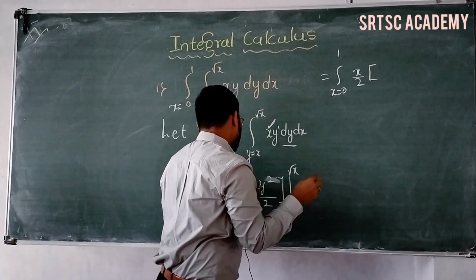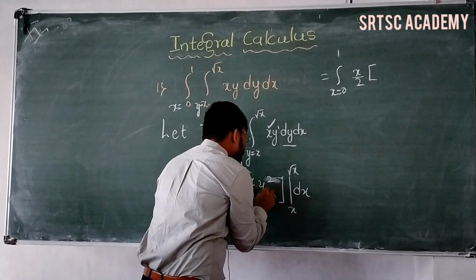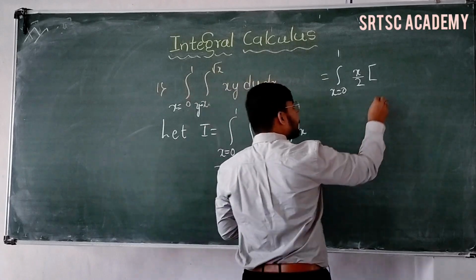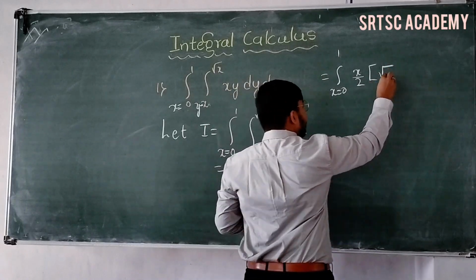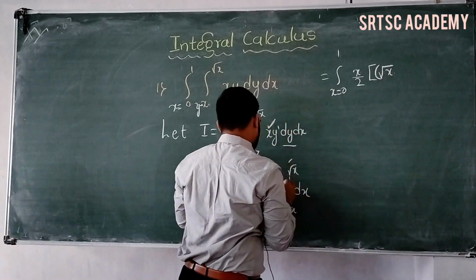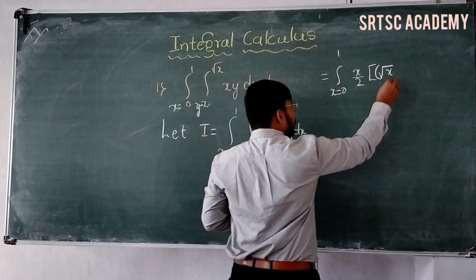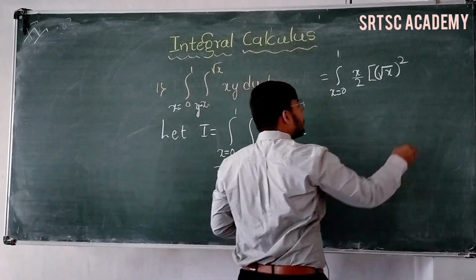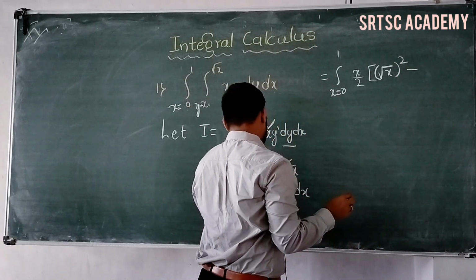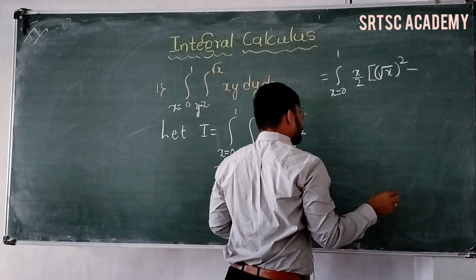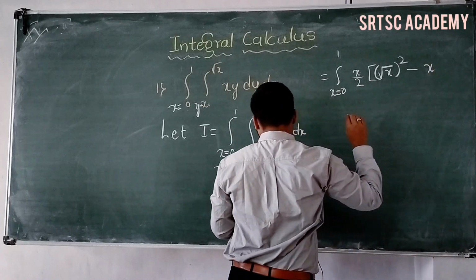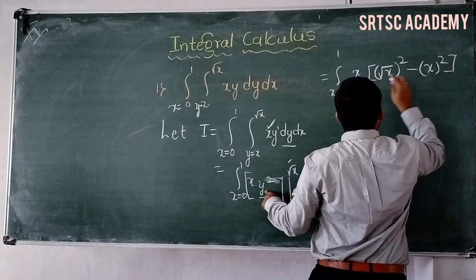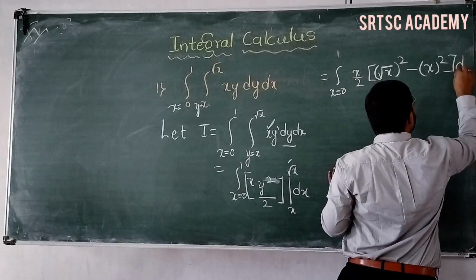Apply the limit. Y square, right? In the place of y, you have to substitute the upper limit first. Upper limit is root x, its whole square, because here is y square, so we have to apply as it is, minus the lower limit, which is x. Here y square is there, so we have to square it. After that, what we have to do? Integrate it with respect to x.